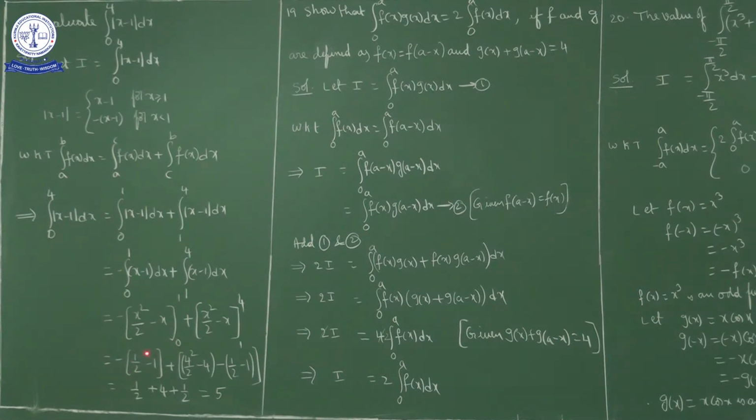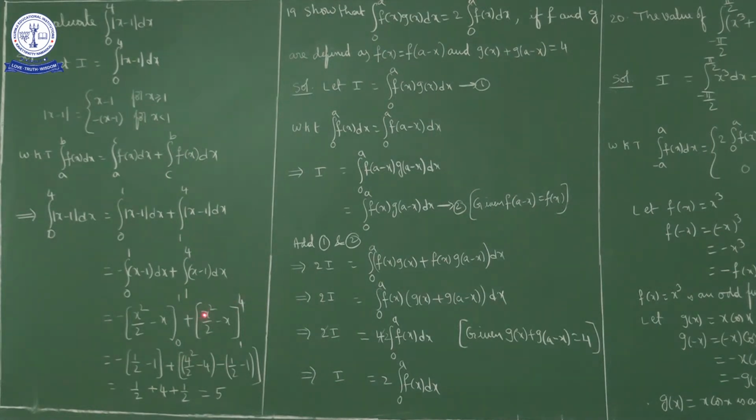This bracket value alone I am calculating: minus of 1 by 2 minus 1. So 1 by 2 minus 1 is minus 1 by 2, and since there is already a minus, minus of minus is plus, so 1 by 2. So this integral value is 1 by 2. Now in this integral 1 to 4 x minus 1 dx, the integration of x is x square by 2, and of minus 1 is minus x, lower limit 1, upper limit 4. If you apply the upper limit, how much is it?